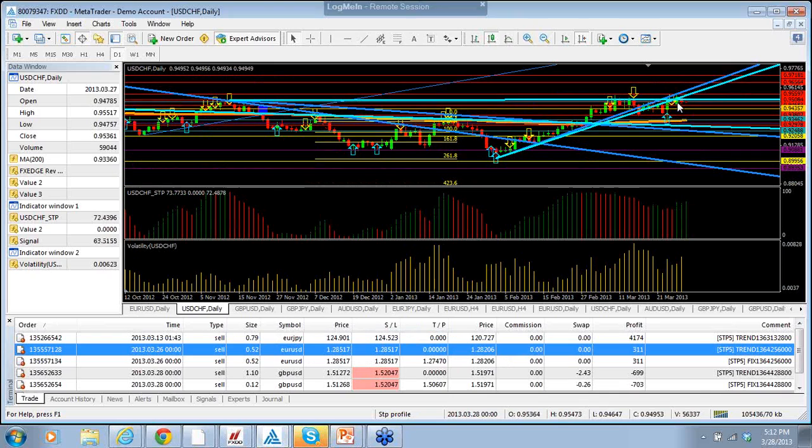Dollar Swiss, same exact thing, consolidation. Yesterday I mentioned that the dollar Swiss was still in consolidation. I also mentioned that we would have to take the lead of the euro dollar here. And actually, it seems the euro dollar took the lead of the dollar Swiss in that it stayed within that consolidation bias essentially.